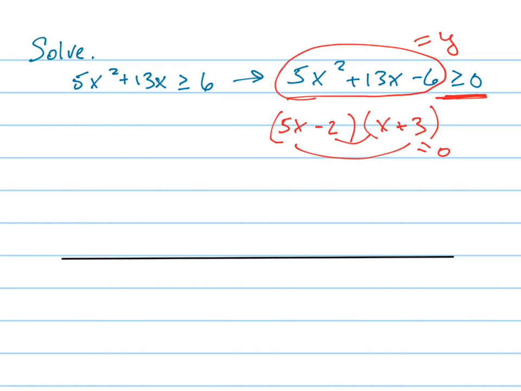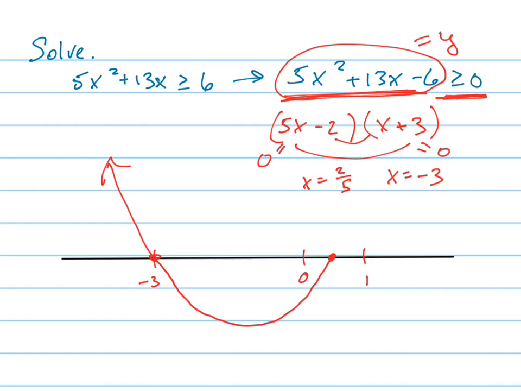So if I set each one of these equal to 0, that will give me x equals negative 3 and x equals 2/5. Right? So negative 3 is here. 2/5 is between 0 and 1. So it's there, 2/5, and it's a graph that's opening which way, up or down? This equation right here is opening up or down. Right, so it's going to be this. I don't really care where it goes exactly, up and down.